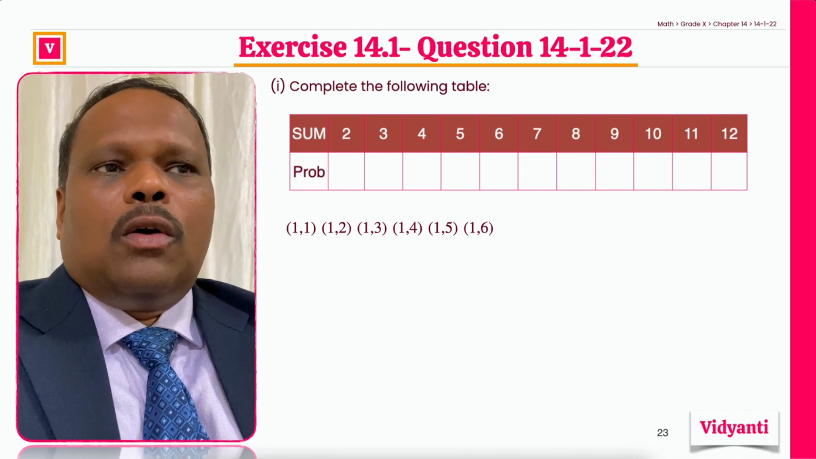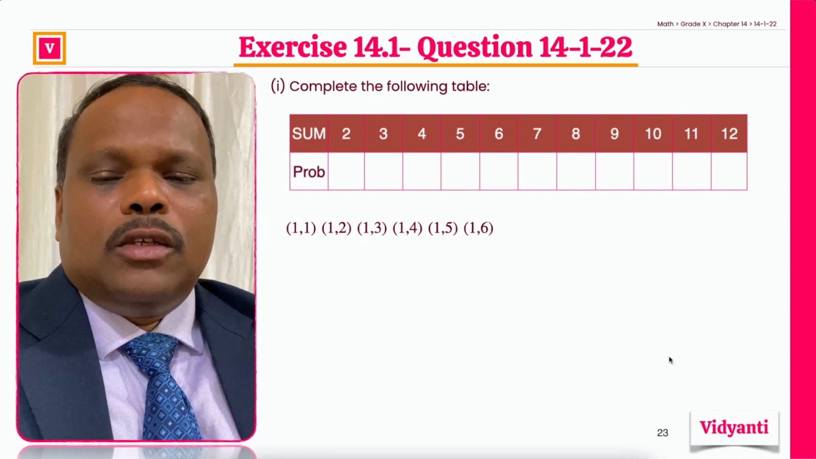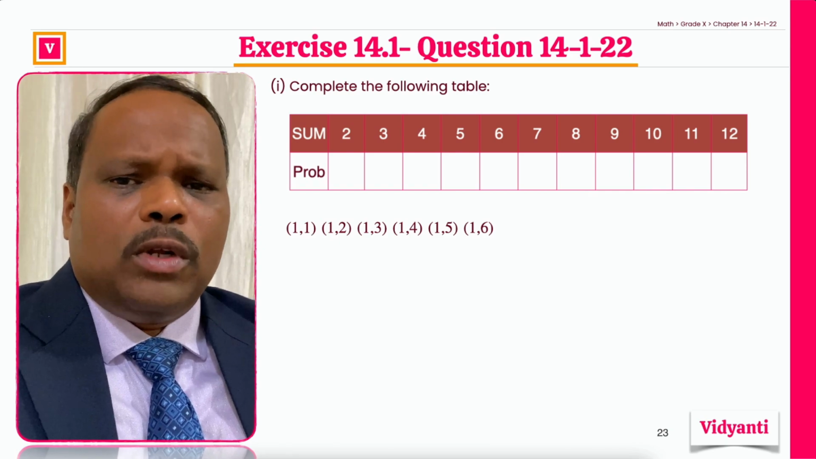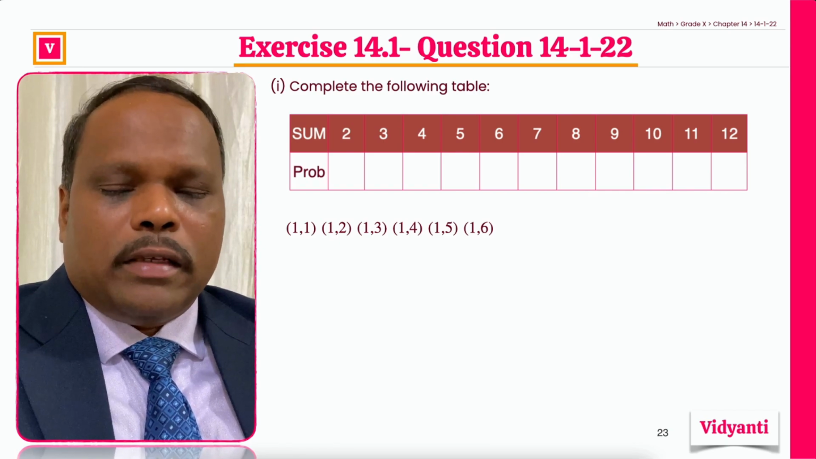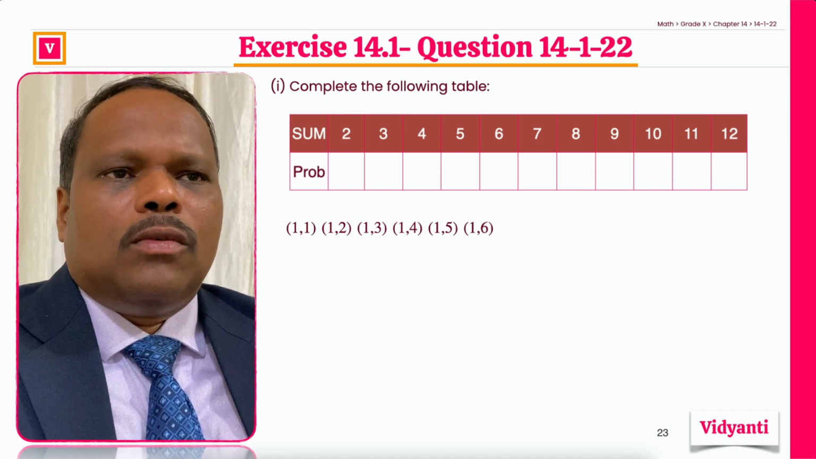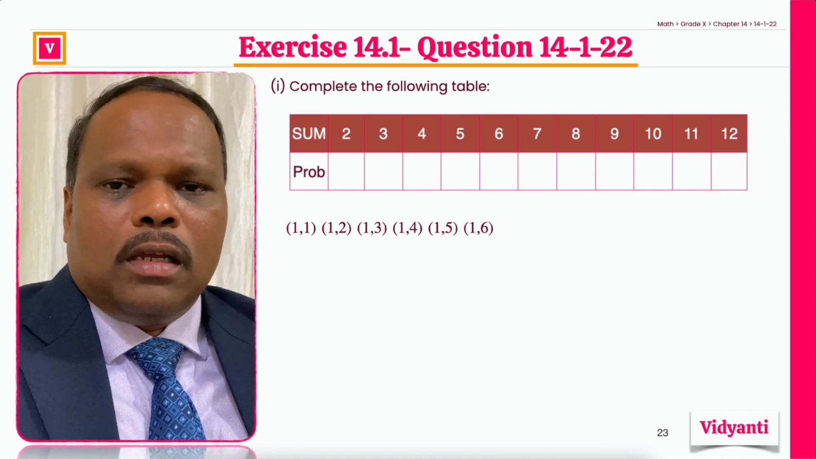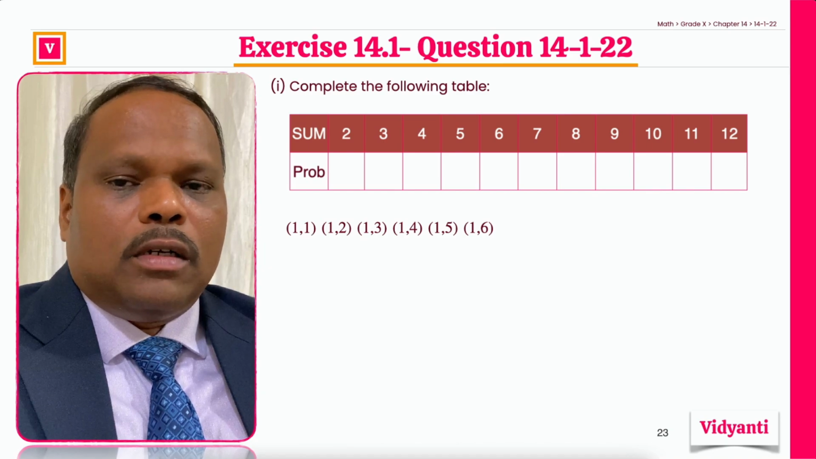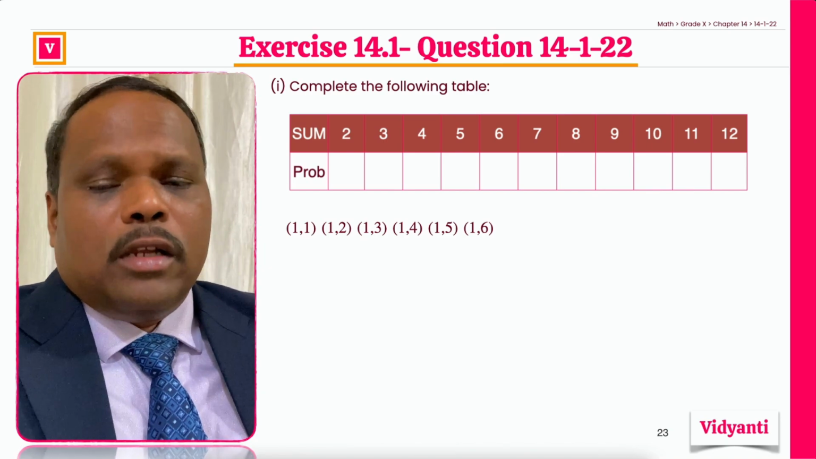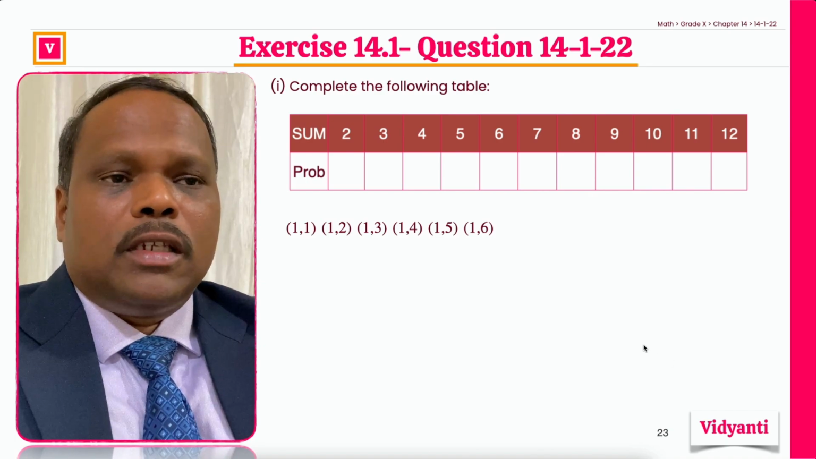Now, the question here is you are rolling a 6-sided die twice, or you are rolling two dice altogether. Now, what is the probability? If you have two dice rolled together simultaneously, or one die rolled twice, then you have 6 times 6, 36 possibilities.